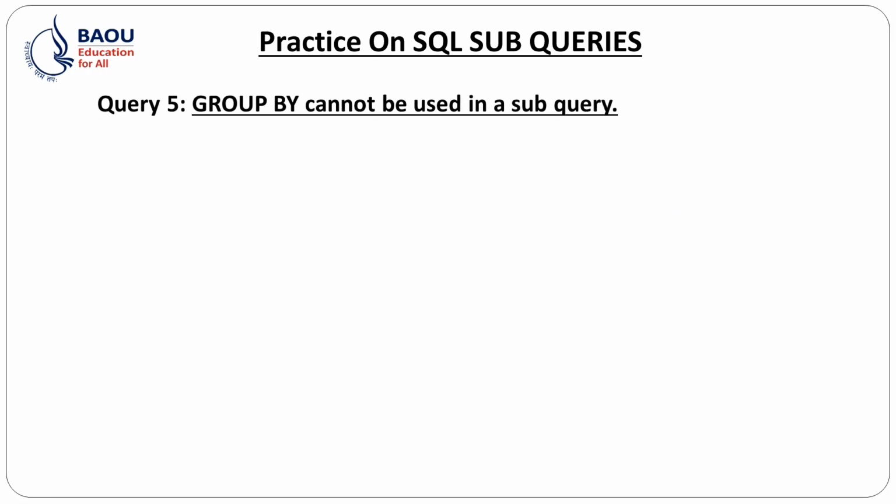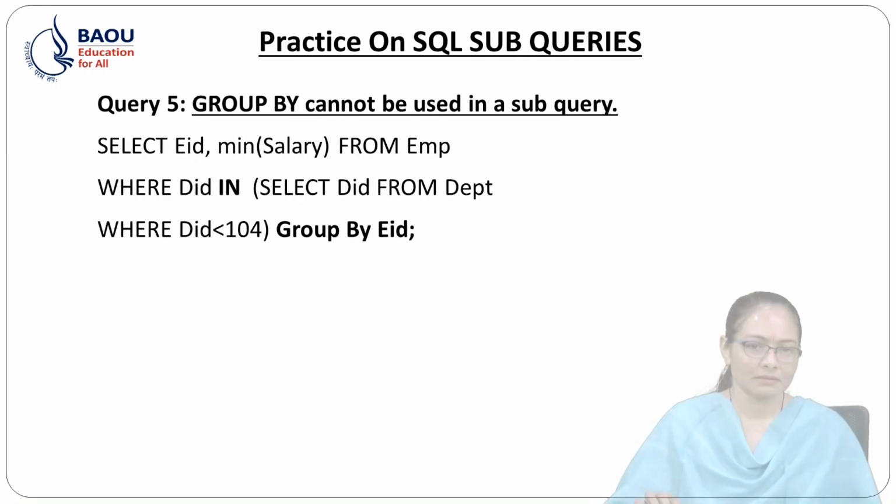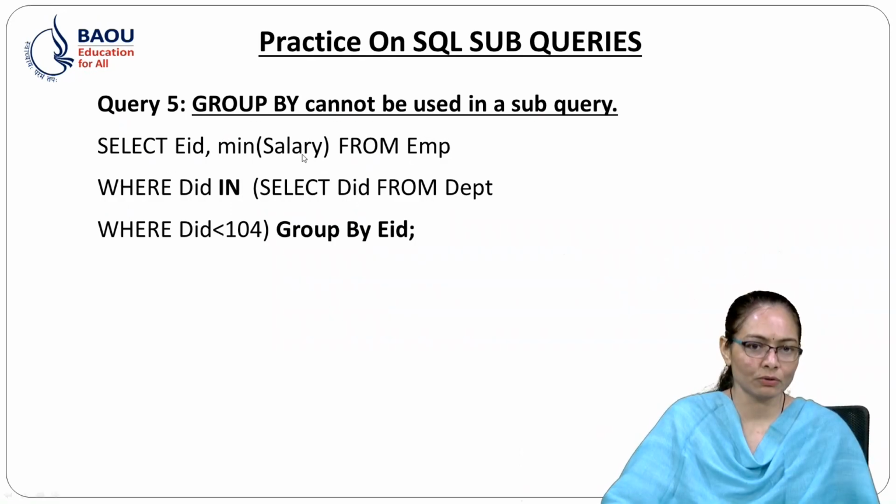Now the group by cannot be used in a subquery. Same as the order by, group by is also not used in a subquery. So the subquery, the inner query, is this. Same as the order by, group by is used in the outer query, not included in the inner query. So the inner query is this and the outer query is this.